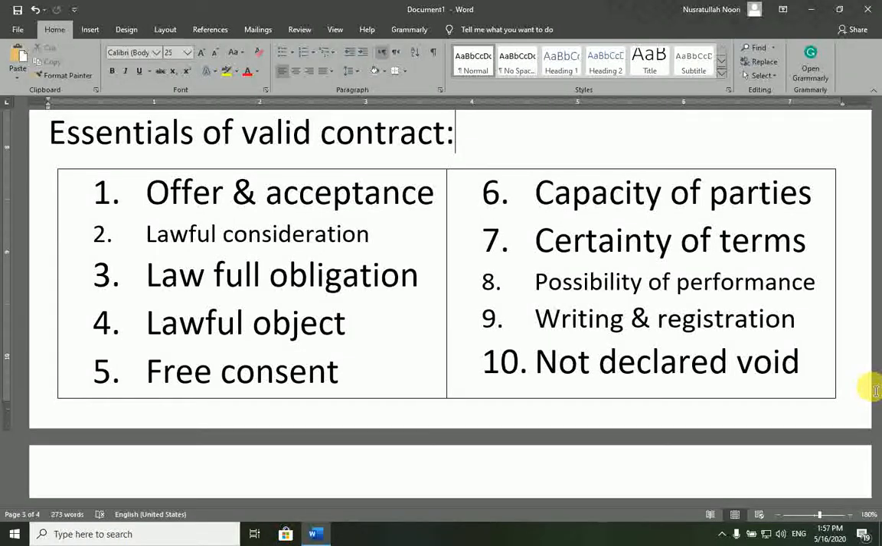Number 2 is lawful consideration. When you make an offer and then the offer is accepted, there should be some benefit for both of the parties, and that benefit should be lawful. So that's why we call the second essential lawful consideration.